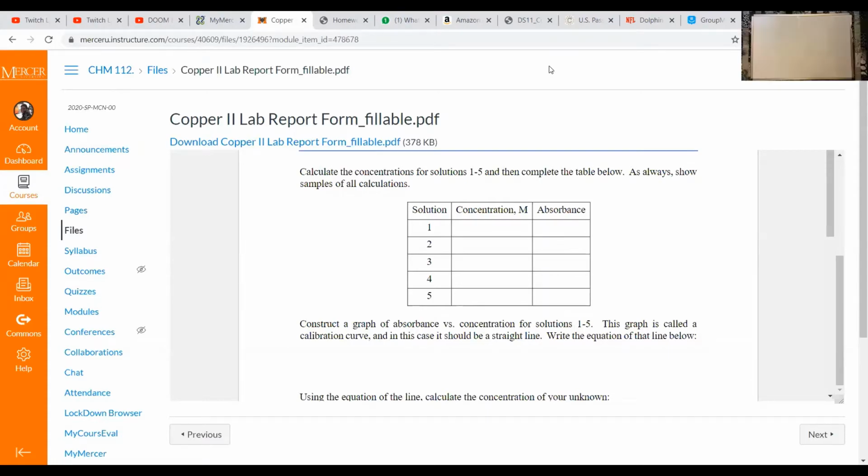This is for the concentration of the unknown. I plugged in my absorbance that I got for the unknown into the y in the slope equation, and then you just solve for x after that, and that gives you your concentration.